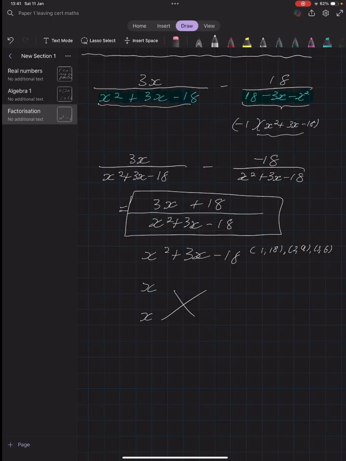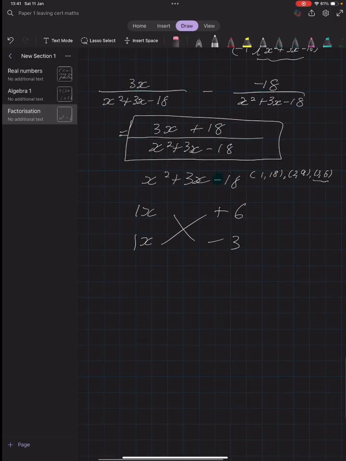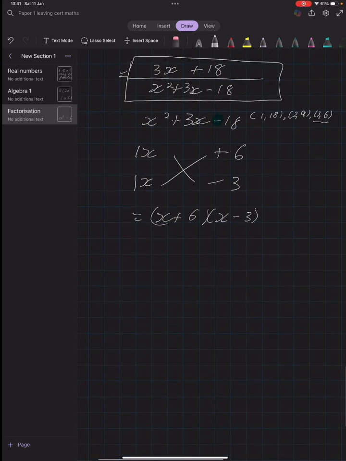So now, this is minus, which means one of these is plus and one of these is minus. Now, see, there's 1x and 1x. They're the same thing, and therefore it doesn't matter where I put the plus or the minus because it's just x and x, you know? They're just the same thing. So I need to get a plus 3. How do I get a plus 3? By using 3 and 6. If I use 6 here and 3 here, I get 6x minus 3x, which is 3x. So this thing is equal to x plus 6, x minus 3.